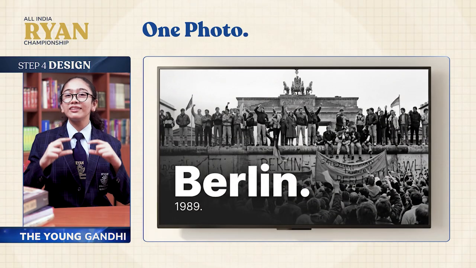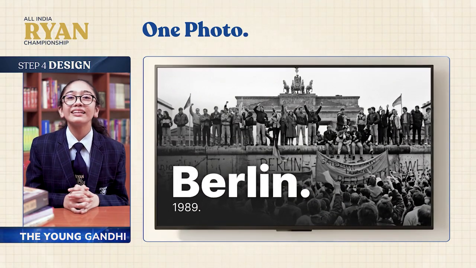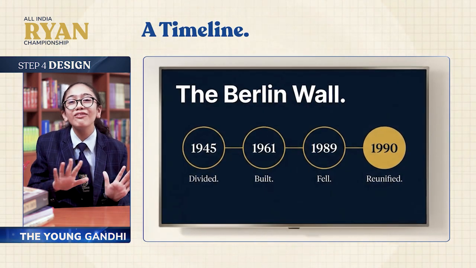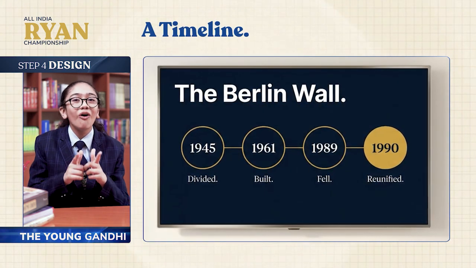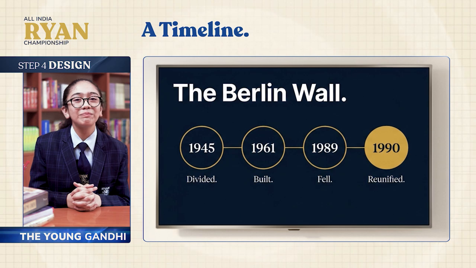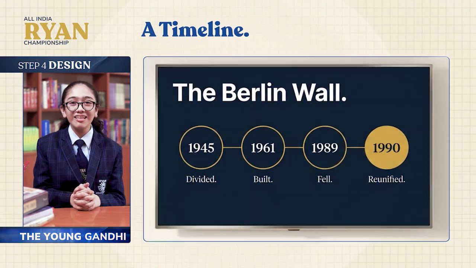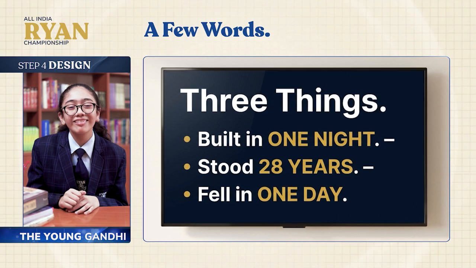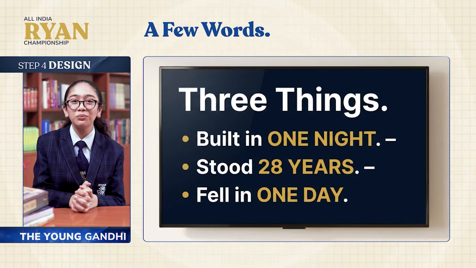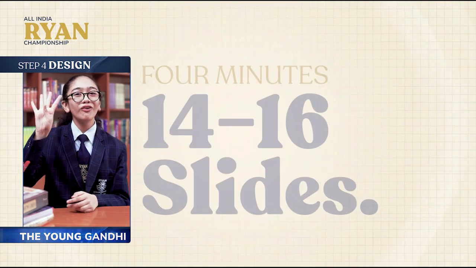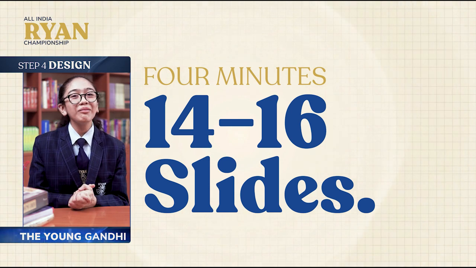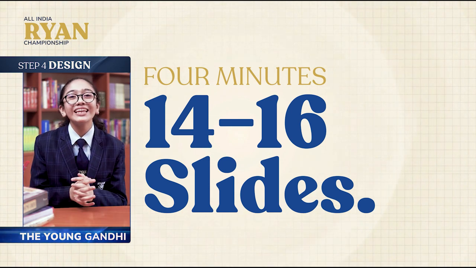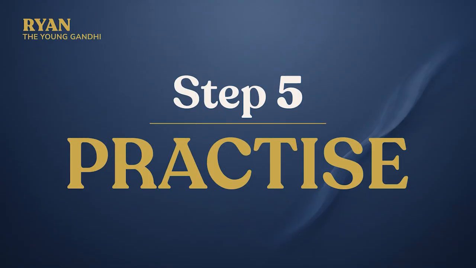A photo with a title: simple, clear and powerful. A timeline that shows everything in order. Your audience sees the entire picture in just one glance. A few short bullet points, not sentences, just keywords that support what you are saying. For a 4-minute presentation, aim for about 14 to 16 slides. And finally, step 5, practice.